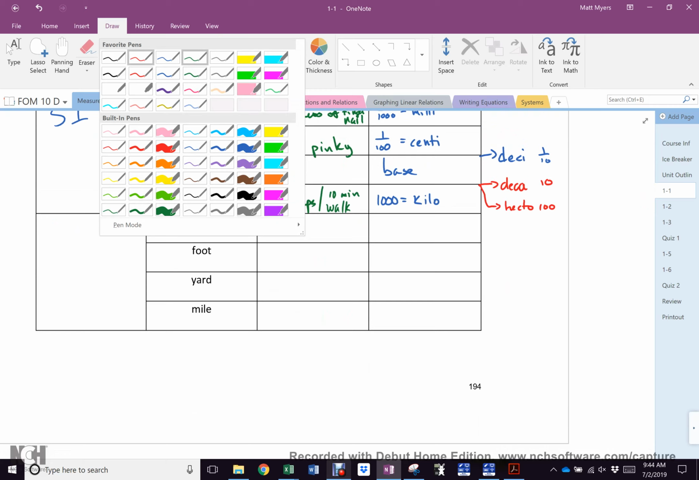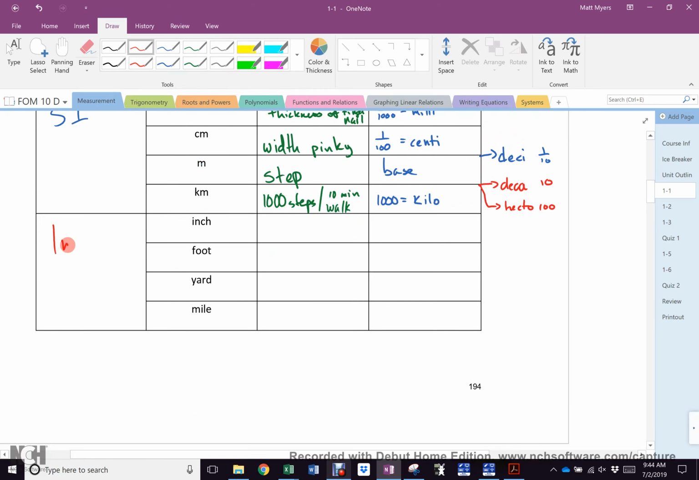Now, in bright red, I'm going to do Imperial. Why am I doing it in red? Because Imperial's stupid and it's wrong. Does Imperial have a base? No, it doesn't. It's all over the map, right?